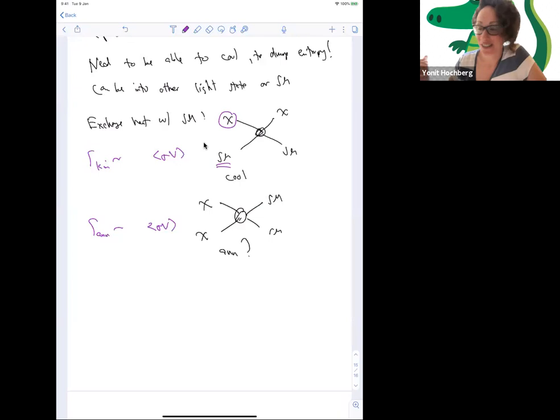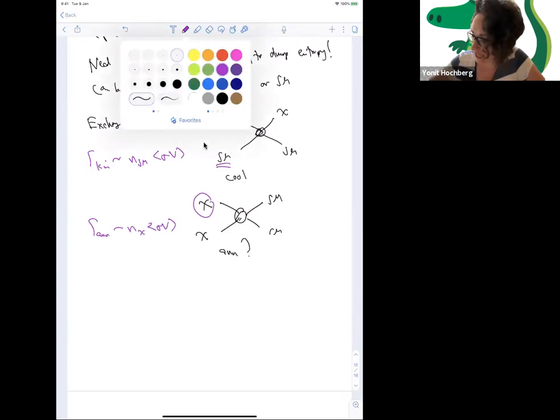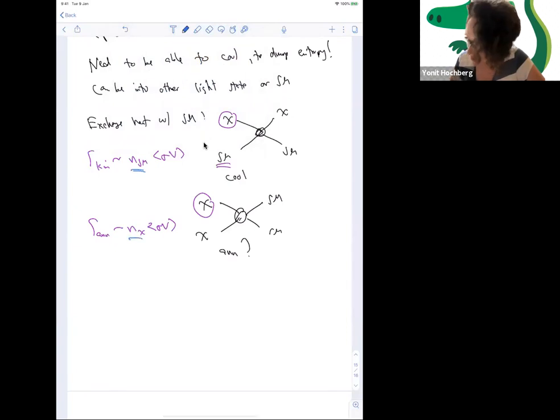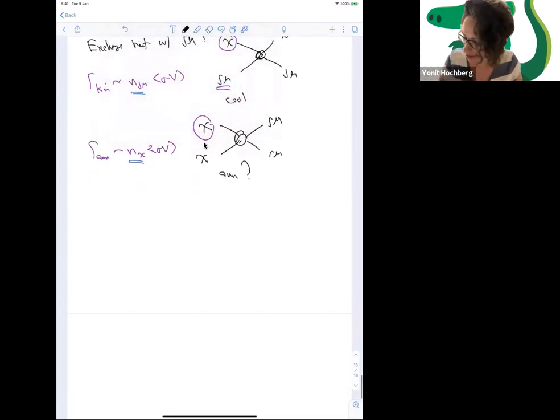So the rate is proportional to the number density of standard model particles. Okay. And in the annihilation case, if I'm a dark matter particle, I have to annihilate with another dark matter particle. So my rate is proportional to the number density of dark matter. Okay, and these can be very different, right? So if we think about, can I cool without annihilating? The answer is yes, because I'm proportional to very different number densities. Okay, so let's look at what that number density ratio looks like. So can it be done? Can we cool but not annihilate?